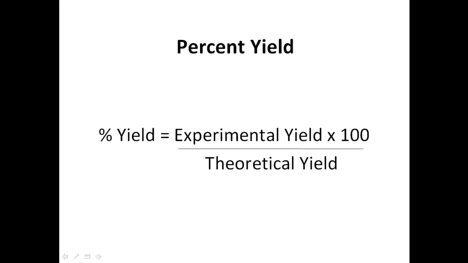Percent yield comes from this formula. The formula is experimental yield times 100 divided by the theoretical yield. And really it's a fancy way of saying, how much did you make in your experiment divided by what you thought you would make. Okay, so in your experiment you make something.